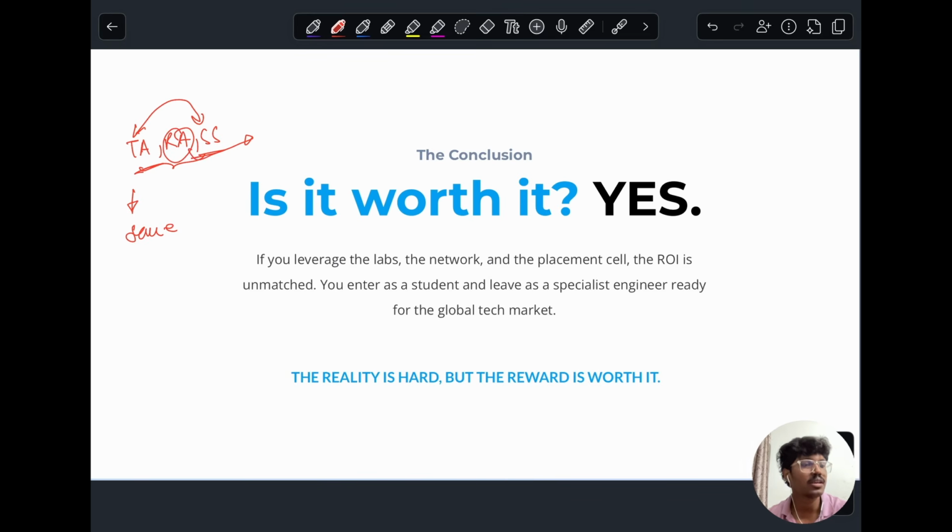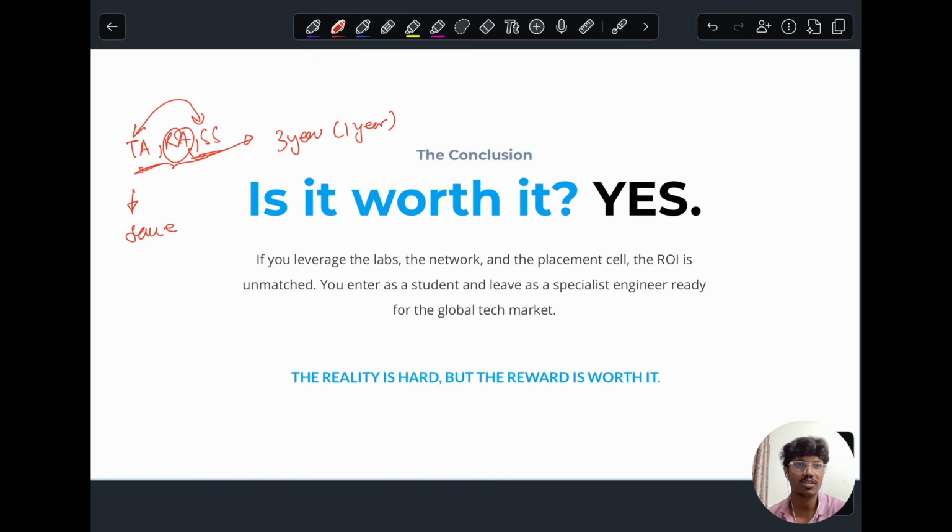RA, basically, you are sitting in the same class and all the things, but you have to spend one more year. You will sit for placement after one year. I think people see this as a con, but I see it as a pro.